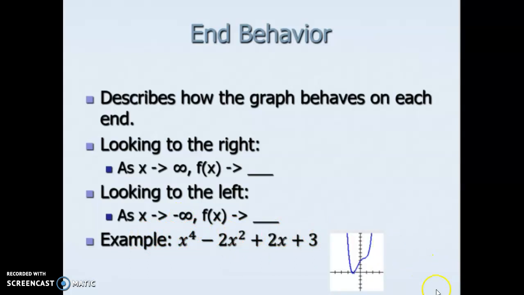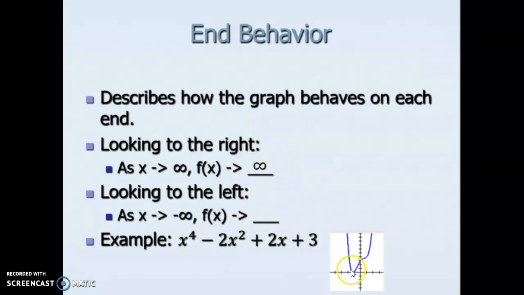So for this example, we're going to just graph this function to start: x to the fourth minus 2x squared plus 2x plus 3. I'm going to start by looking at the right of my graph. As I go to the right of my graph, it's going up and up forever. So my graph goes to infinity to the right. As x approaches infinity, the graph approaches infinity.